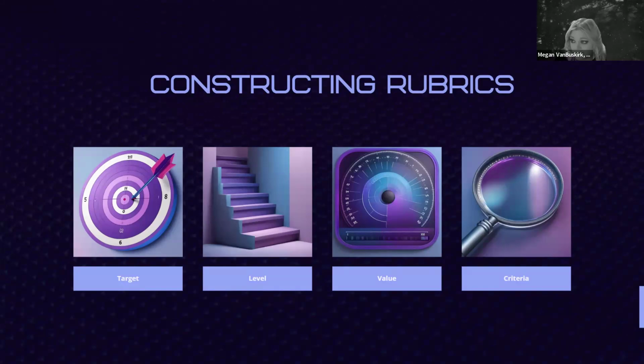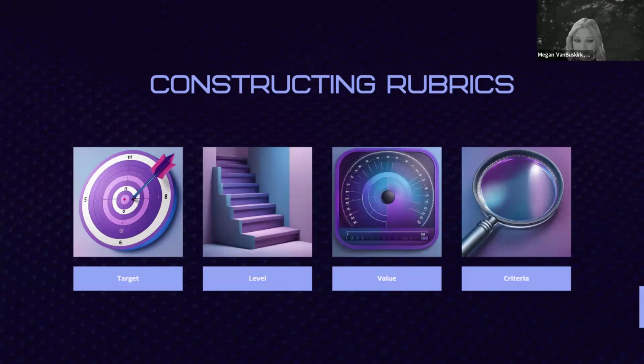Also thinking of the levels. Do I want there to be 3 levels of mastery, 4 levels of mastery, or 5 levels of mastery? And also considering the value. So how many points do I want each of these levels to be worth? Do I want it to start at 0 points, or do I want it to start at 5 points for the lowest mastery level? And how do I want that to increase in terms of increments?